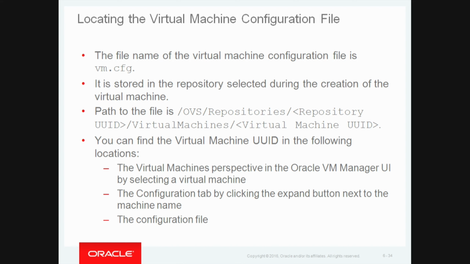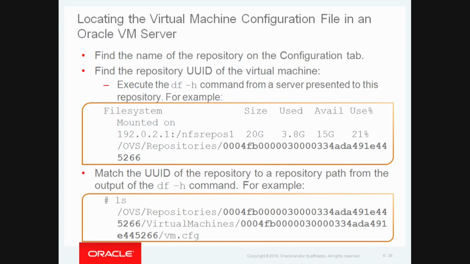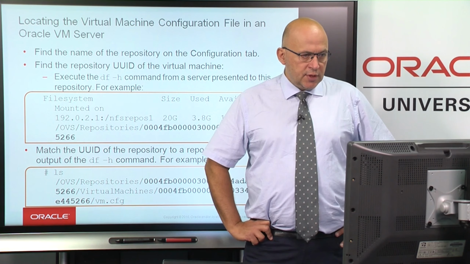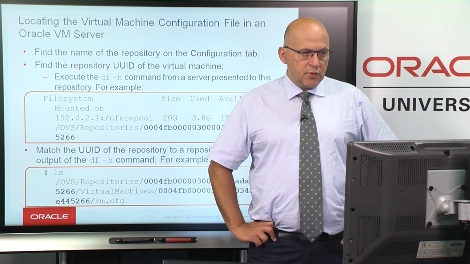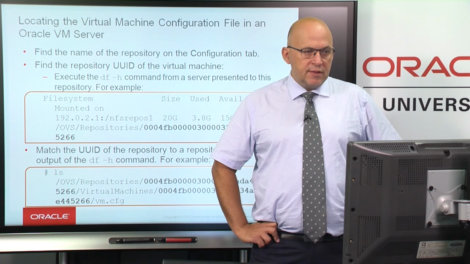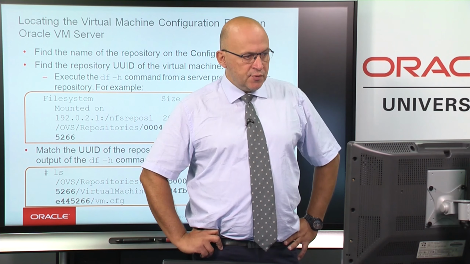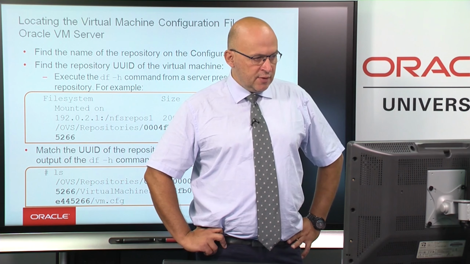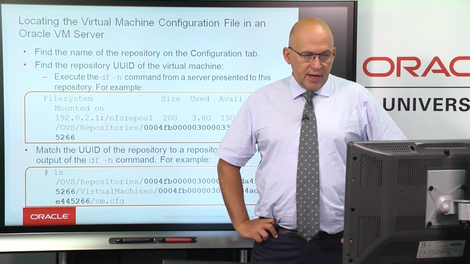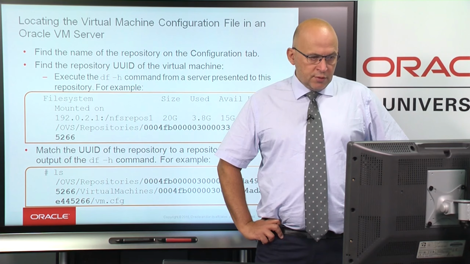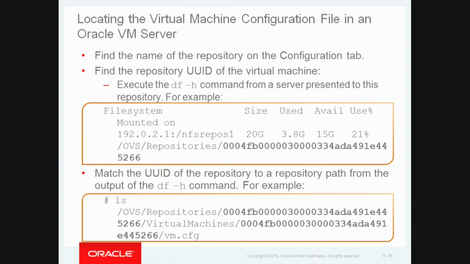Now, how will you find this vm.cfg file? Remember that this is stored in your repository. So you have to go to the correct repository: find the repository ID, then Virtual Machines, then the UUID of this virtual machine, and you will find it there. Usually, whenever you want to work with this kind of configuration, you will get the name of the repository from the configuration tab or from the command line, and then you have to log into the OVS servers, and from there find /OVS/Repositories. This is the ID of the repository that you have to work on, and then you go into this repository and to the virtual machines.